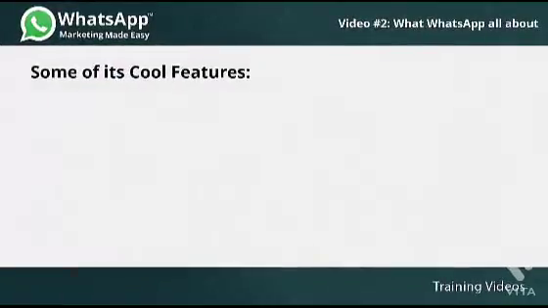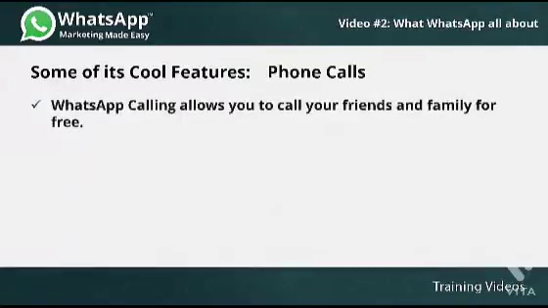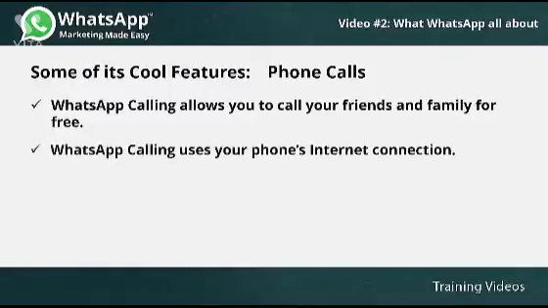Some of its cool features. Phone calls. WhatsApp calling allows you to call your friends and family for free, even if they are in another country. As of now, WhatsApp calling is available for Android, iPhone, Windows Phone, and BlackBerry 10. WhatsApp calling uses your phone's internet connection instead of using your cellular plan's voice minutes. Calling someone who is in another country will cost you the same as calling someone who is in your own country. All you need to pay for is the data charge, which would be the same no matter the place you are calling.